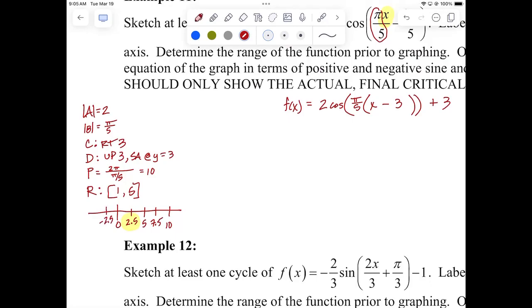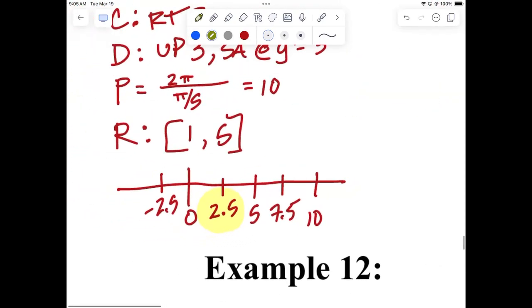Okay, here's where we have to then think about what the phase shift is going to do. I'm picking the graph up and moving it right 3. Where's 3 going to go? Well, where's 0 going to go? It's going to go right here to 3, isn't it? So 3 is our new y-axis. Here's what you really want to do. Your spacing is going to be important.